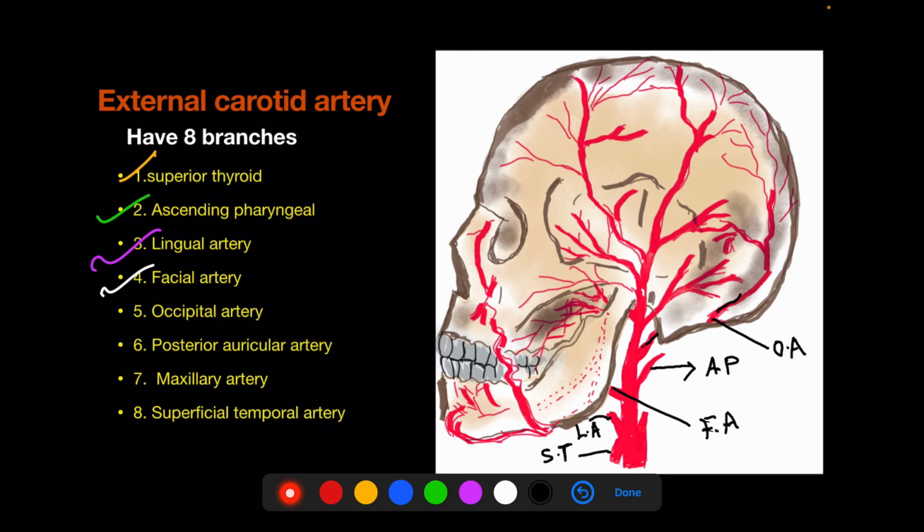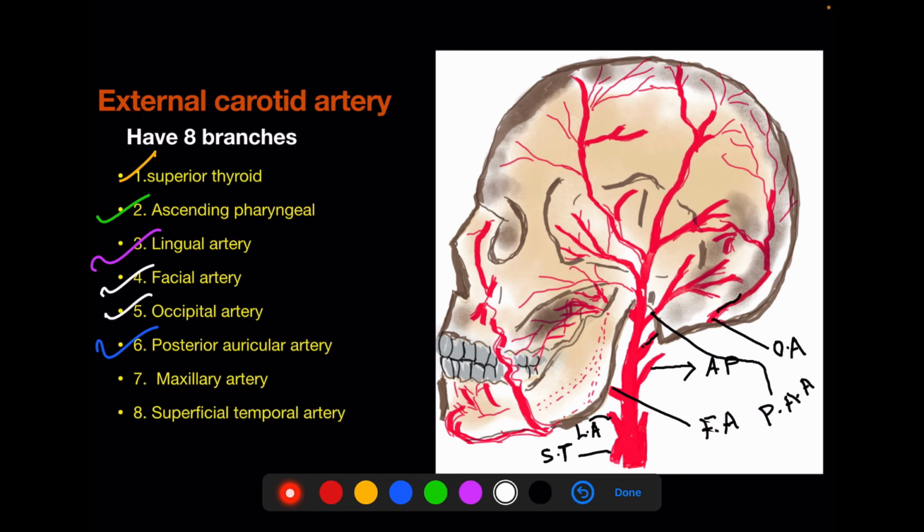And the sixth one, occipital artery is over. Now the sixth one, that is posterior ocular artery, that is here. This one, I will use the black, posterior ocular artery.